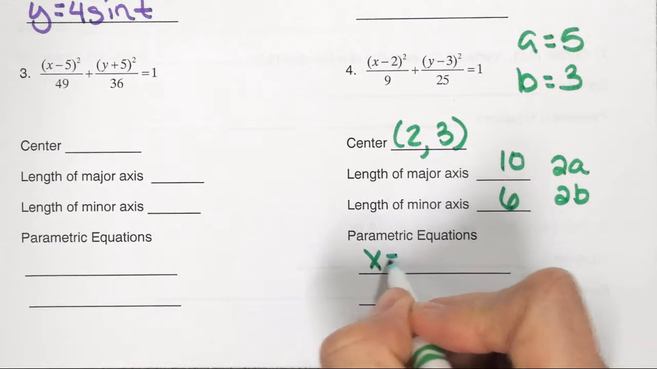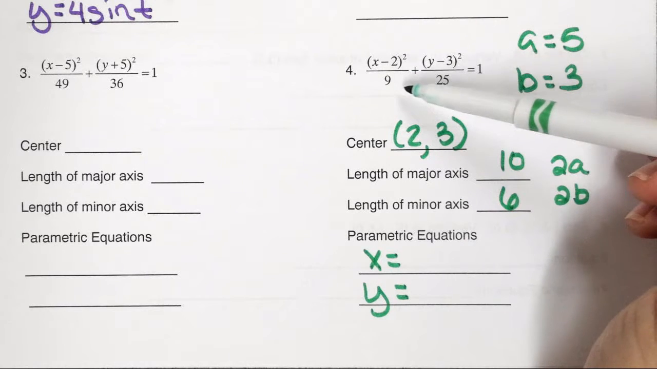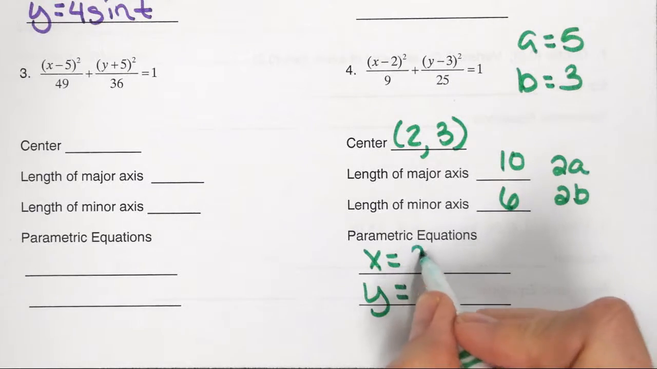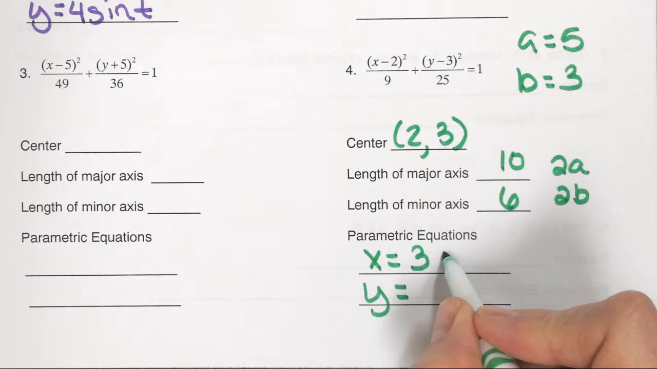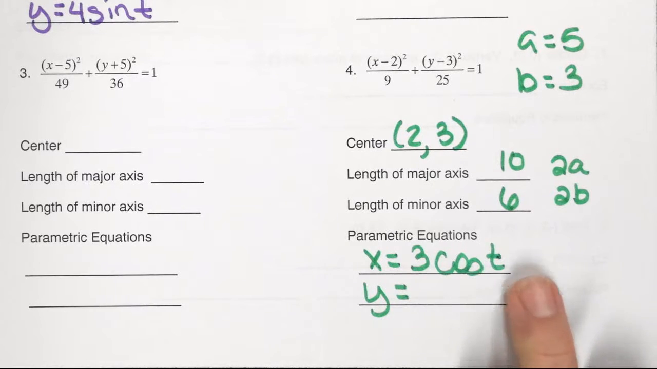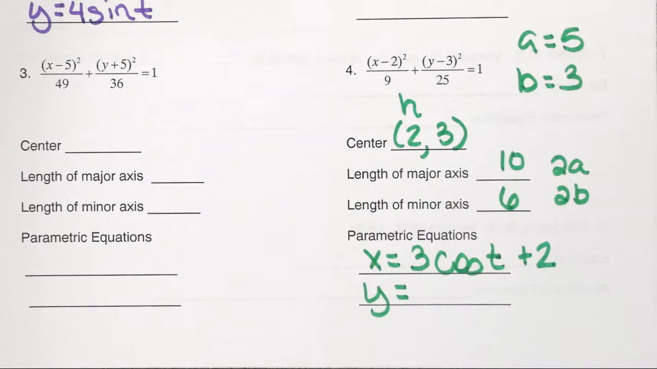Two equations, x equals and y equals. Go find your x. Look at the number underneath it. What number is underneath it? 9. What is the square root of 9? Write 3. What trig function goes with x? Cosine. Put your t. Now, am I at 0, 0? This will always be whatever h is. Don't do the opposite. What is my h right here? 2. So it's plus 2. Okay, so when you're doing parametrics, you don't do the opposite. You go to your center and you write down what it is.